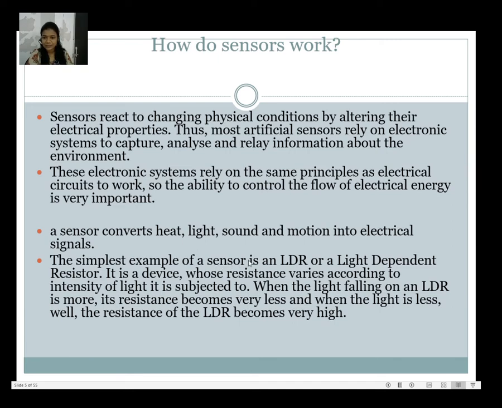The simplest example of a sensor is an LDR, the light dependent resistor. It is a device whose resistance varies according to the intensity of light. Light dependent resistor means it depends on light: whatever amount of light is falling on this sensor, it will vary its resistance accordingly. So when the light falling on an LDR is more, its resistance becomes very low, and when the light is less, its resistance becomes very high.